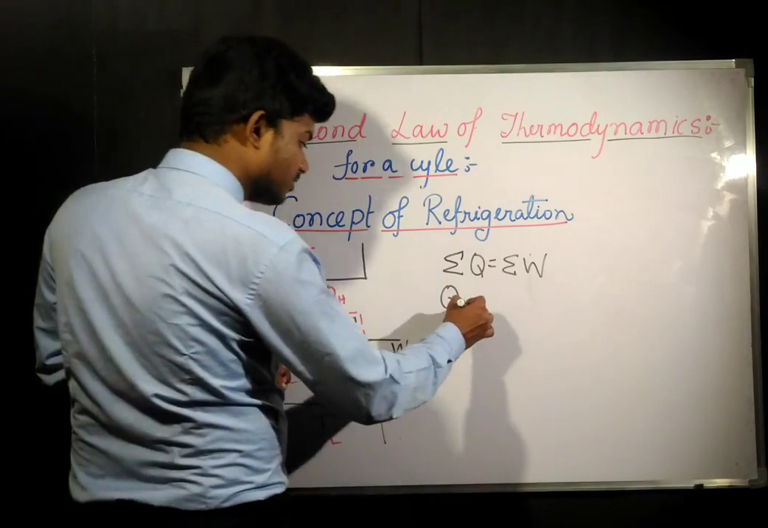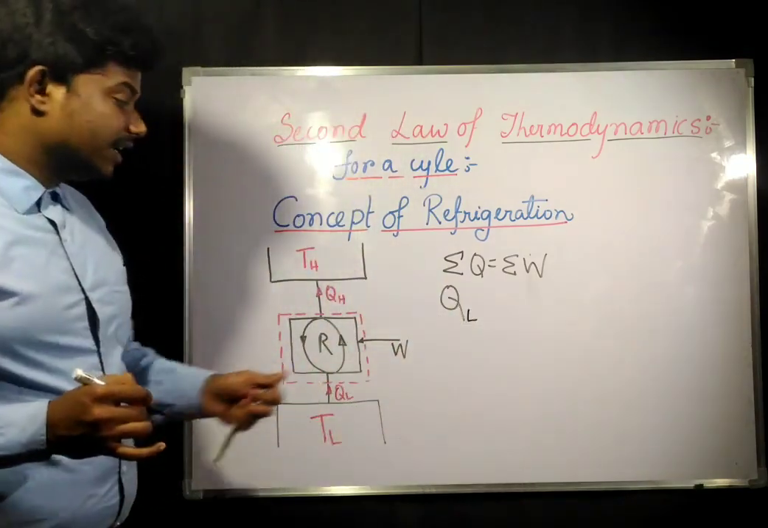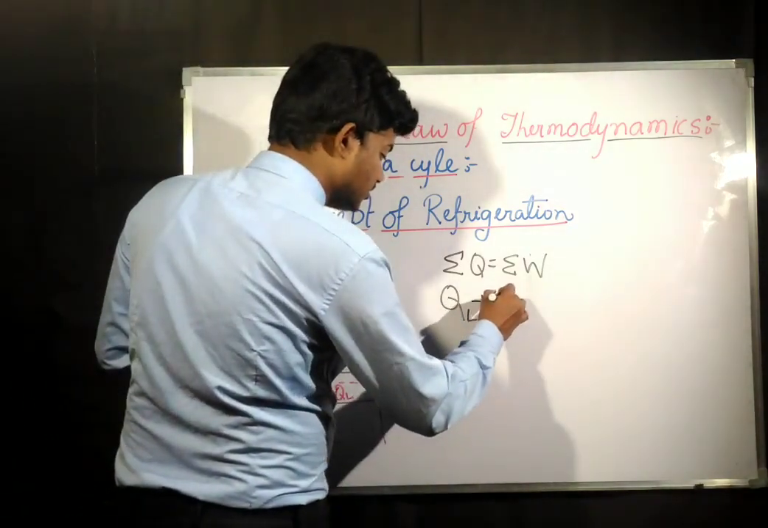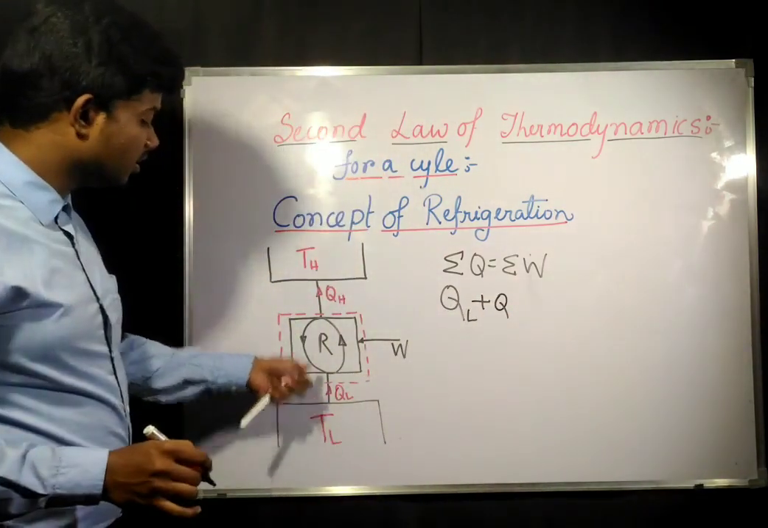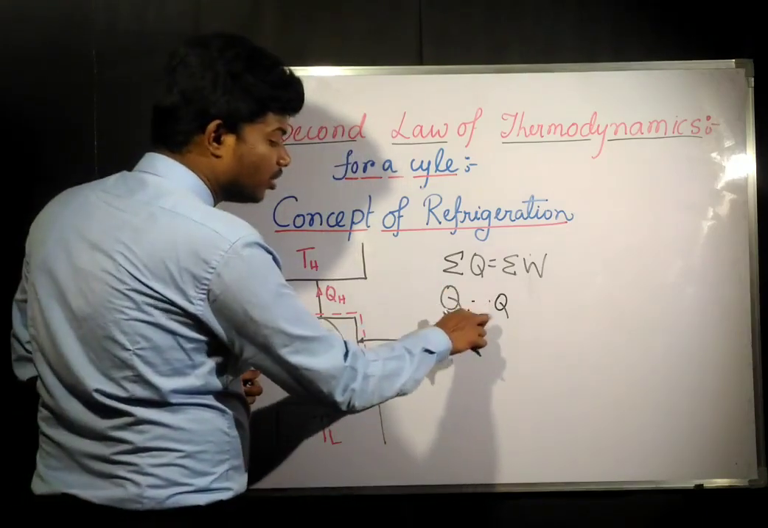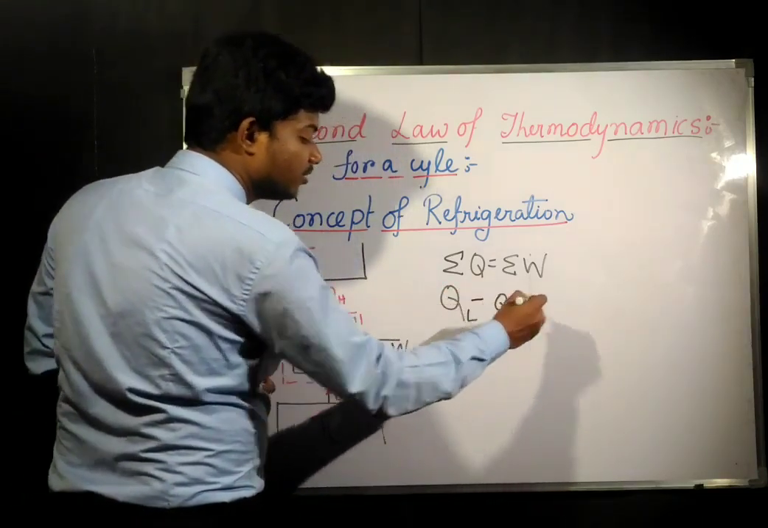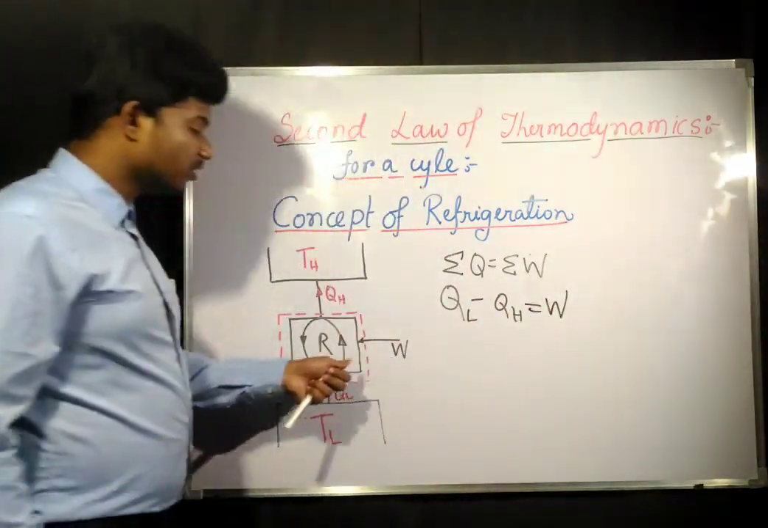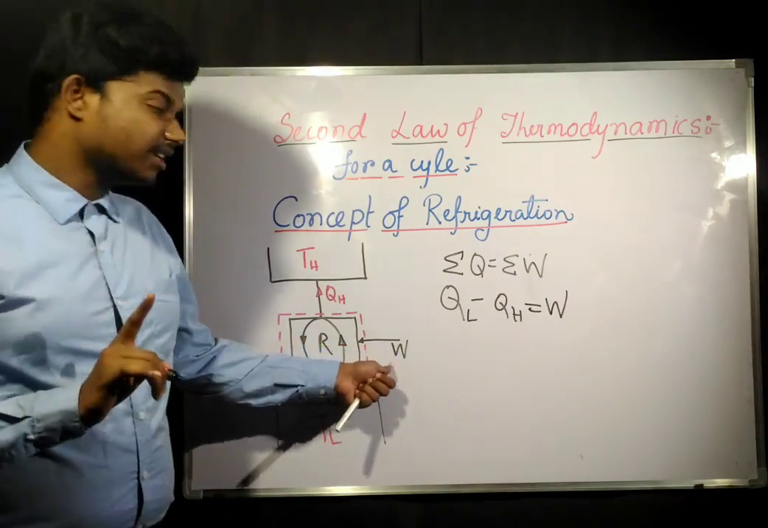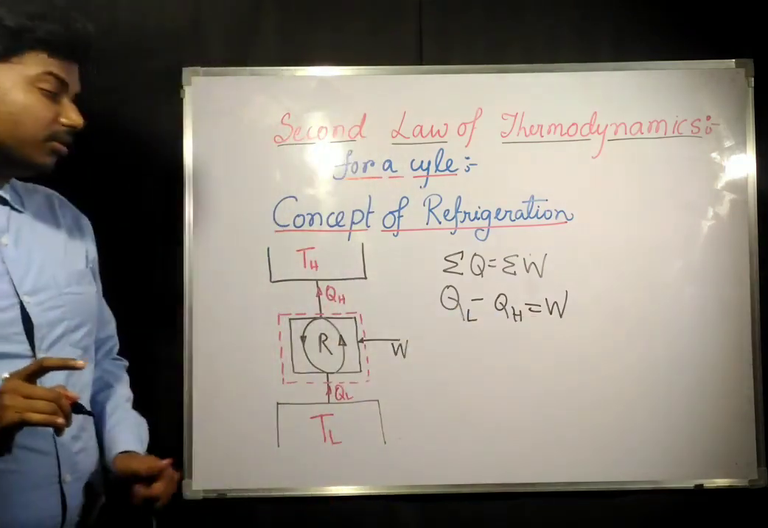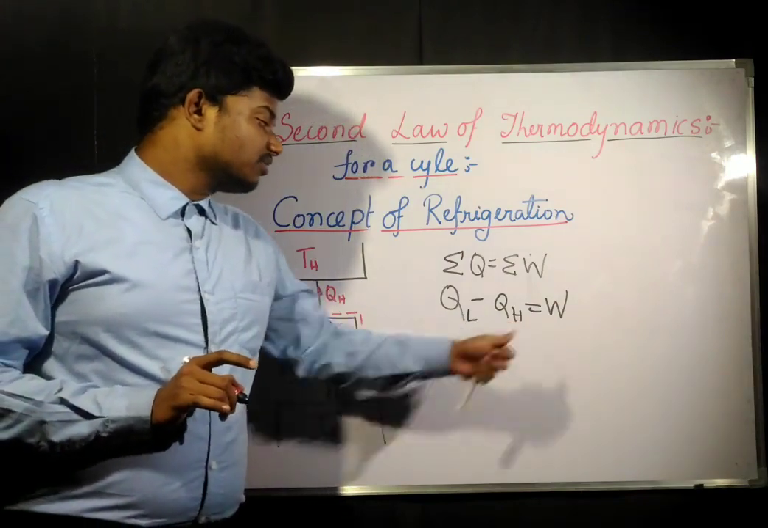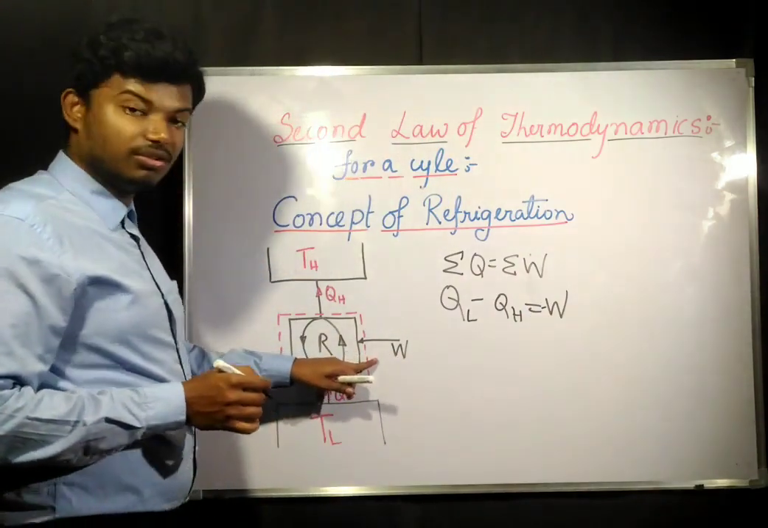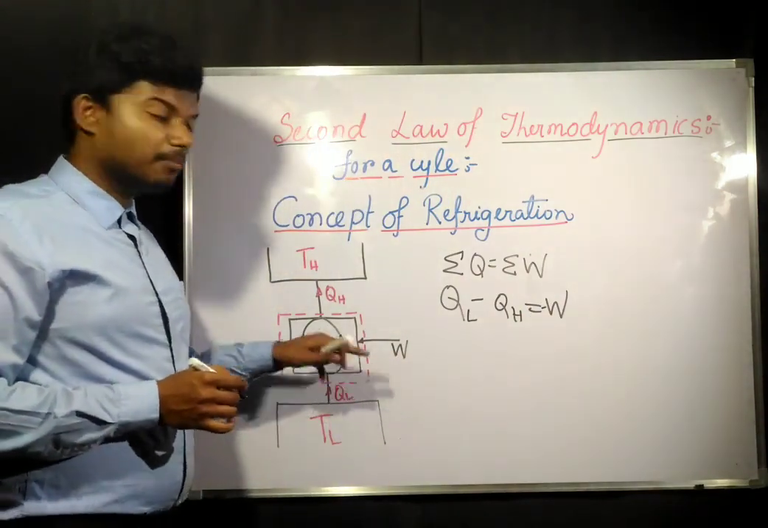Now, heat input to the system is positive, and heat output, or heat going out from the system, is going to be QH. And this is going to be W, as there is only one work interaction. That means QL minus QH is going to be minus W. Why? Because this is work input. Work input to the system is minus W.